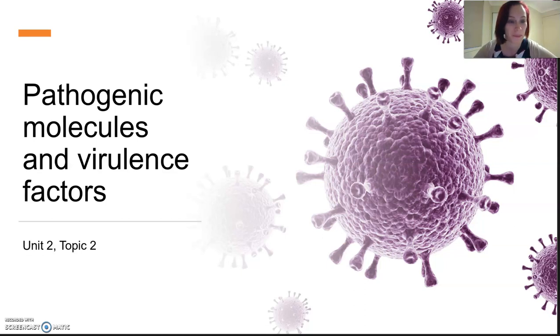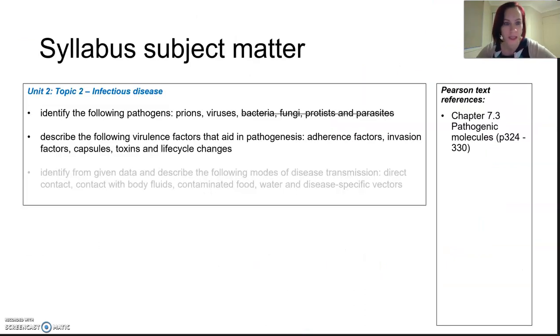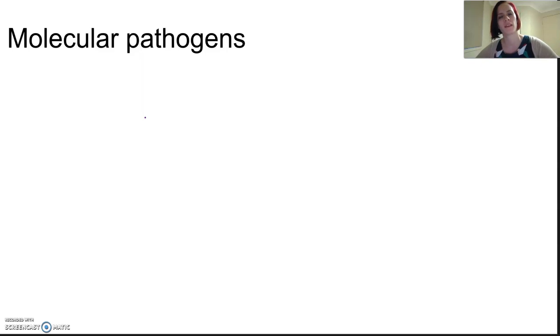In this lesson, we are talking about pathogenic molecules and virulence factors. So this is in contrast to pathogenic organisms. Here are our dot points. Instead of talking about bacteria, fungi, protists, and parasites, we're talking about prions and viruses. All right, let's talk about the idea of molecular pathogens.